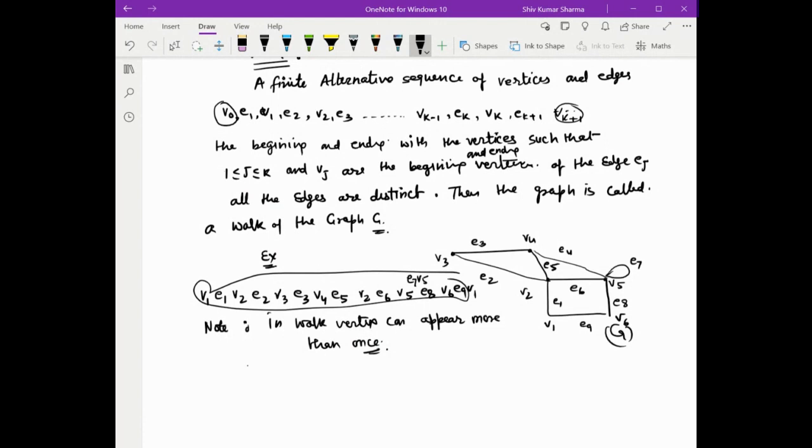A finite alternating sequence means we have a finite number of vertices and edges. Alternating means we start visiting from a vertex and end also with a vertex, and make a walk. The initial and ending vertex being the same is said to be a walk.